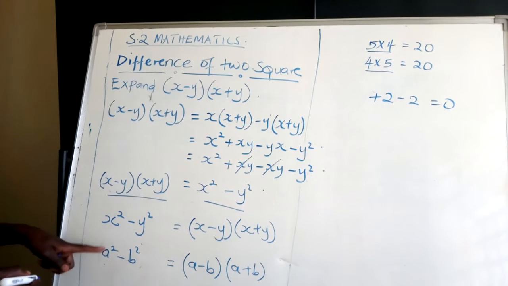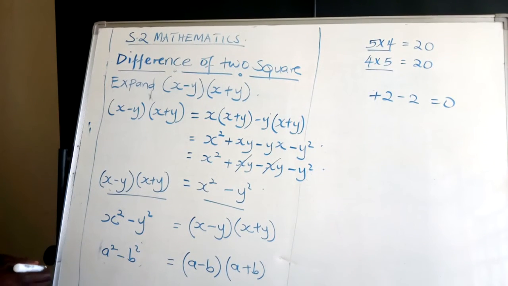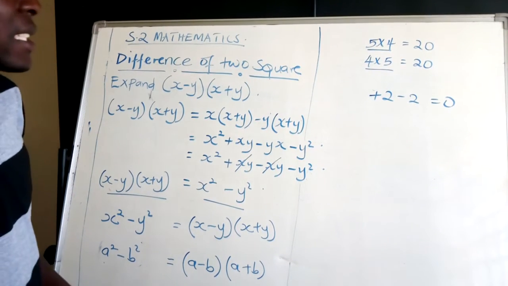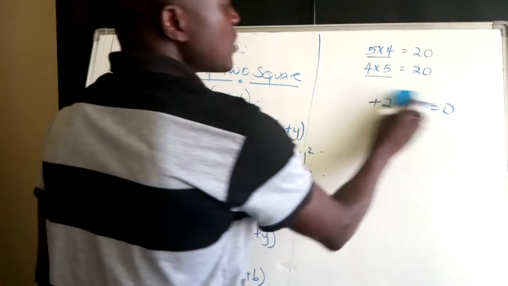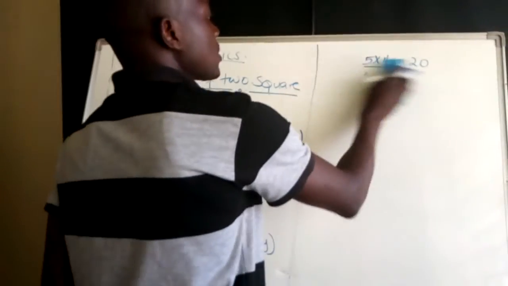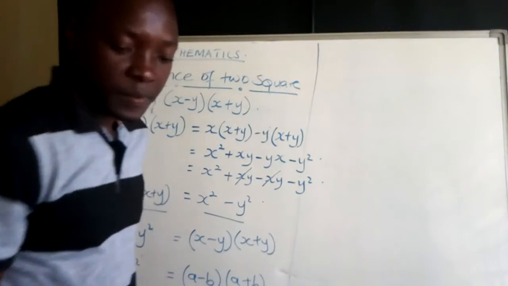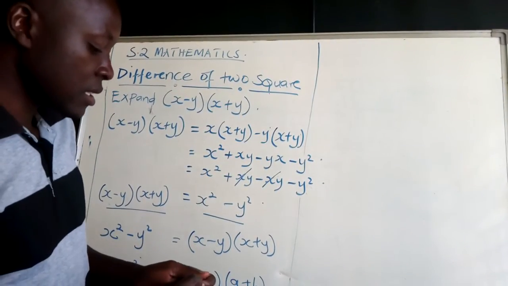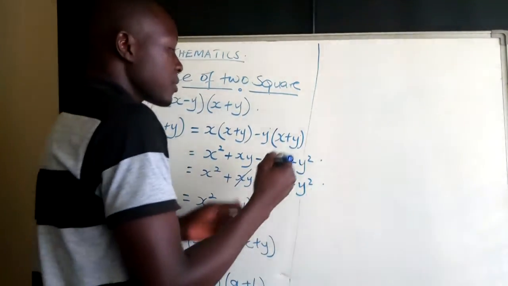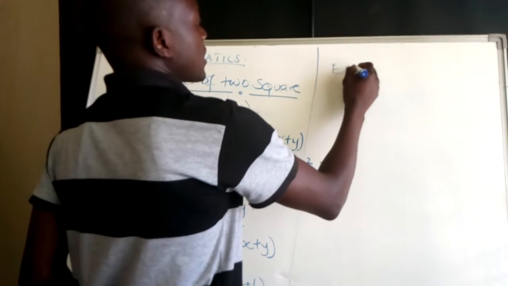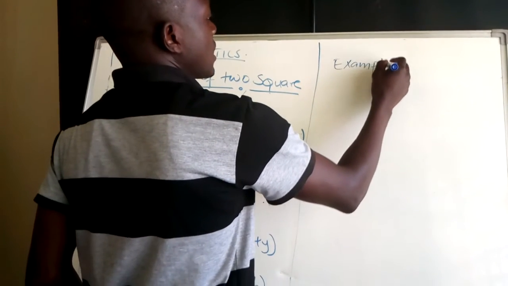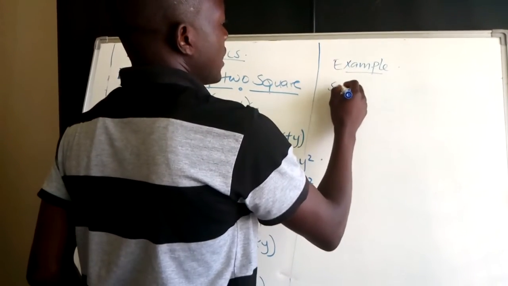We can use this to simplify some expressions that they may ask. Sometimes they say simplify without using tables or calculators. Now if that happens and they ask us, for instance, an example, they say simplify.